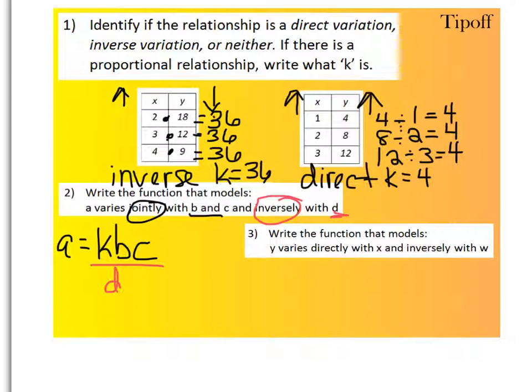Number 3 says y varies. So I know it's going to be y equals, and I insert in k. The first keyword is directly. That means to multiply, but you're only going to multiply by one thing, where jointly you multiply by 2 or more. So we're multiplying by x. And then inversely, again, that means to divide, and in this case, we're dividing by w. So those are your keywords: jointly, inversely, directly, and then varies, which means to insert in your k value. So if that was confusing to you, hopefully this warm-up helps you clear it up.